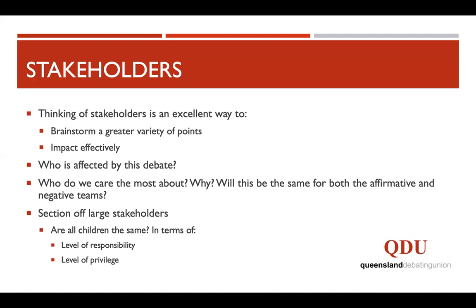responsibility that they have. For example, children that are more responsible with this money and might choose to do different things like saving it or doing different responsible things with it, or children that might not be as responsible, they might be a bit younger and might choose to recklessly spend it. And also, think about whether all children are the same in terms of their level of privilege. Maybe some children need it more than others, and saving them is particularly important within this debate.